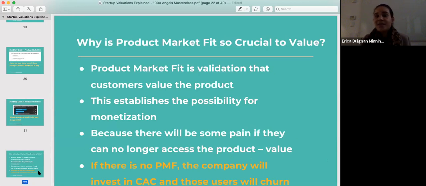And the reason that it's so crucial to creating value, and why it really makes the difference in evaluation, is because it's actual tangible validation that the customers not only want the product, but they value the product, right? So valuing the product establishes a possibility for monetization. If somebody just likes something but doesn't necessarily feel any pain if they can no longer use the product, it's going to be really hard to monetize, right?